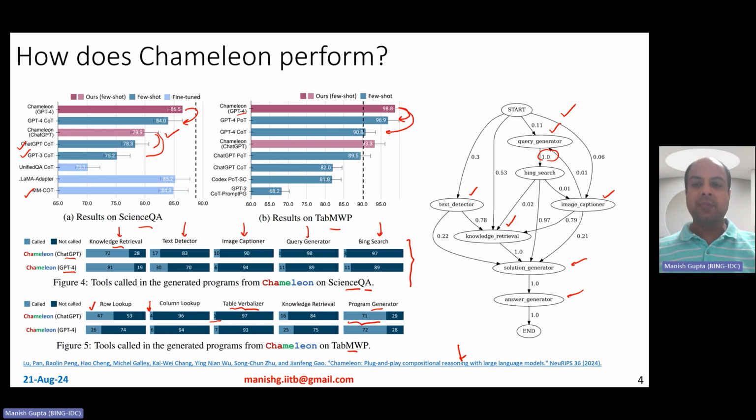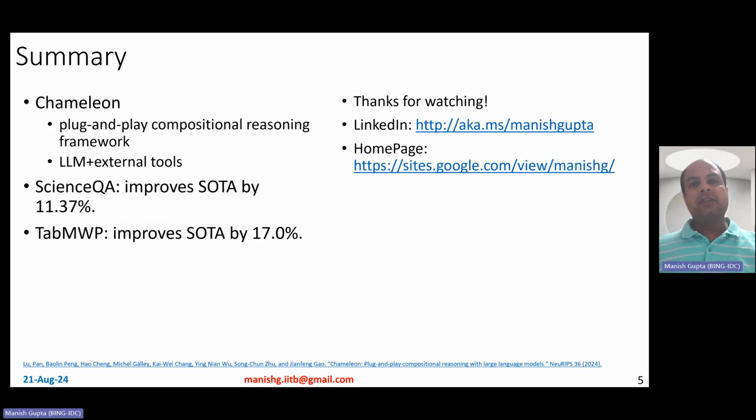So in summary, in this video, I talked about Chameleon, which is a plug-and-play compositional reasoning framework. It augments LLMs with external tools, and also has an LLM-based planner to decide the sequence in which the tools should be used. They experiment with two different datasets, ScienceQA and TabMWP, and they show improvements over the state of the art by huge margins.